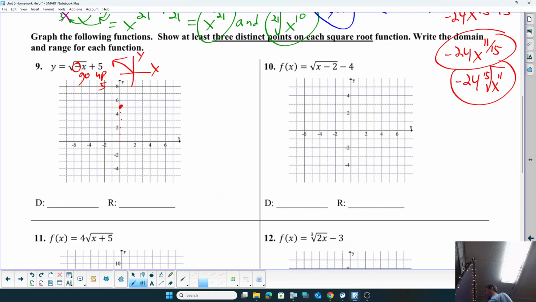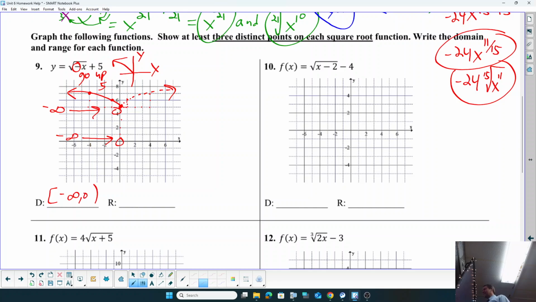So instead of the original parent function, which was over 1, up 1, and over 1, 2, 3, 4, up 2, right? That was our original parent function. We're going to go the other way. So we're going to go back 1, up 1, and back 1, 2, 3, 4, up 2. And there's our graph, with the domain coming from negative infinity to 0 for the x value.